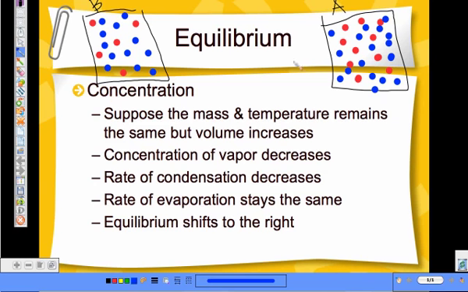more salt. So if you increase the concentration, the concentration of vapor will decrease because there are not as many water molecules at the surface to evaporate. Okay? So it will shift to the right, because on the right, the forward reaction, we get more, decreases. The evaporation rate will stay the same, and the equilibrium will shift to the right. So that's what that means there.